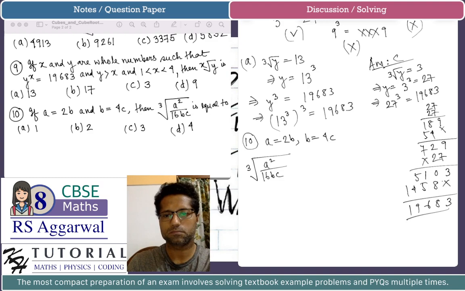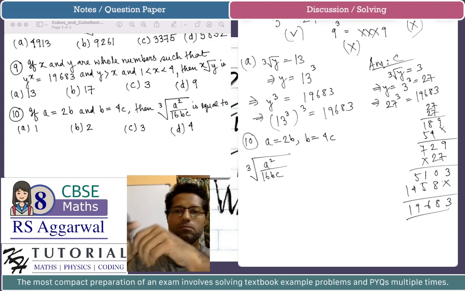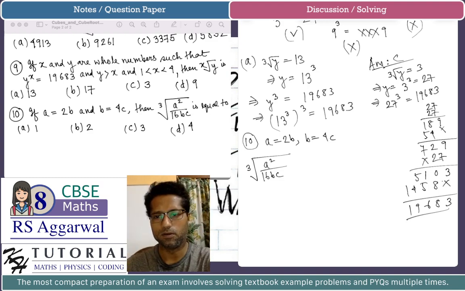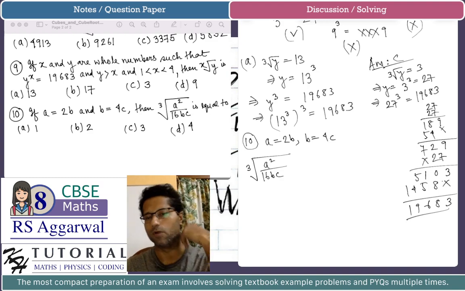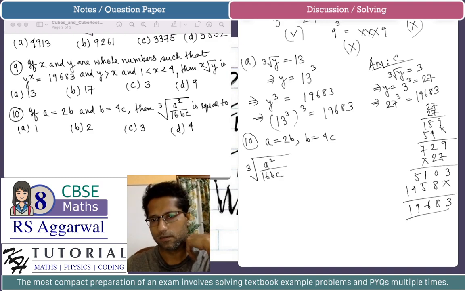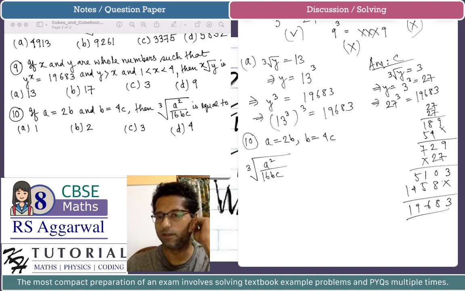Now, there are various ways of solving a mathematical problem. The basic idea is that you have to express all three variables A, B and C in terms of only a single variable. Either you express A and B in terms of C, or you can express B and C in terms of A. It is better to express A and B in terms of C.